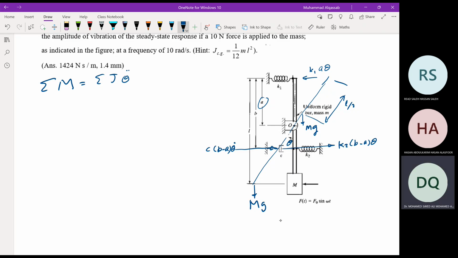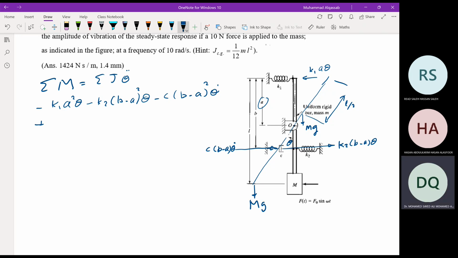K1 A theta times the perpendicular distance, which is A cosine theta, and A cosine theta is A. So it's going to be minus K1 A squared theta. And the other forces will be minus K2 times B minus A times B minus A again, so it becomes squared, times theta, minus C times B minus A times B minus A again to get the moment, times theta dot.